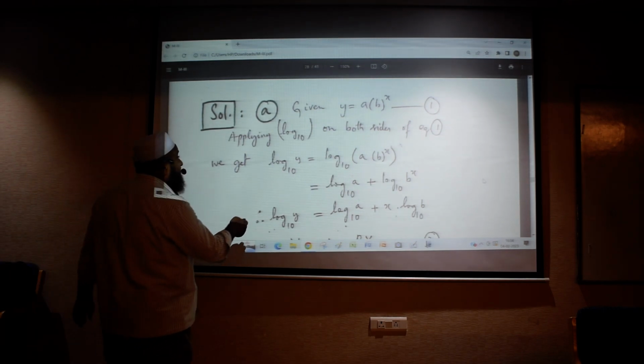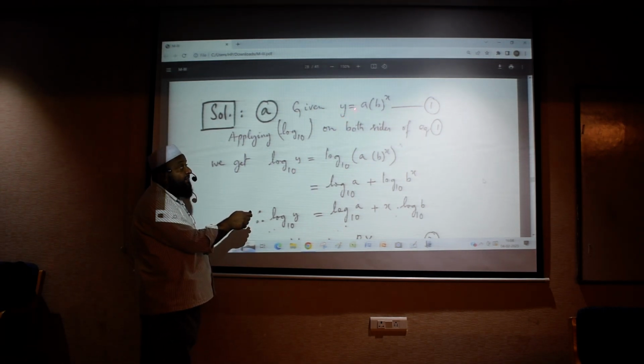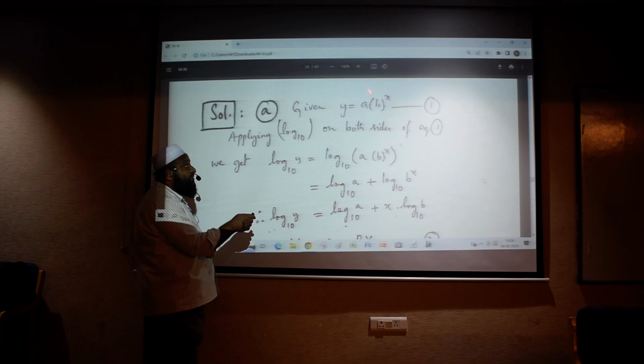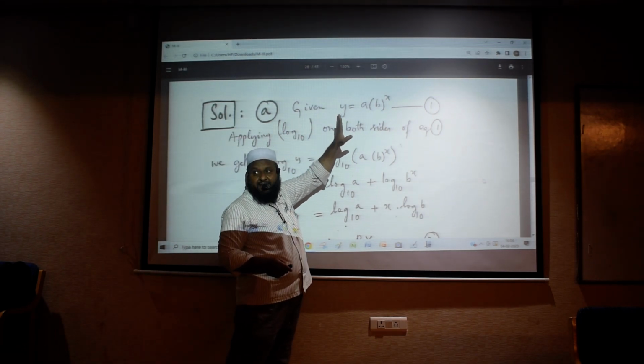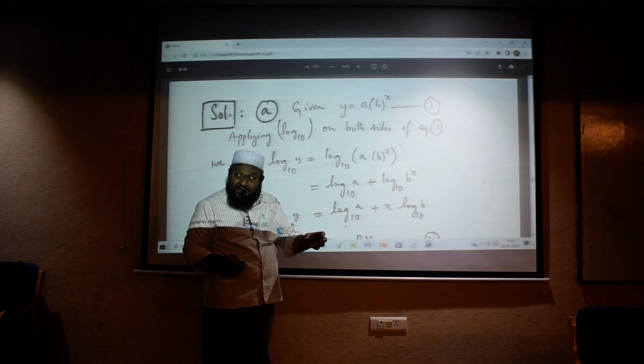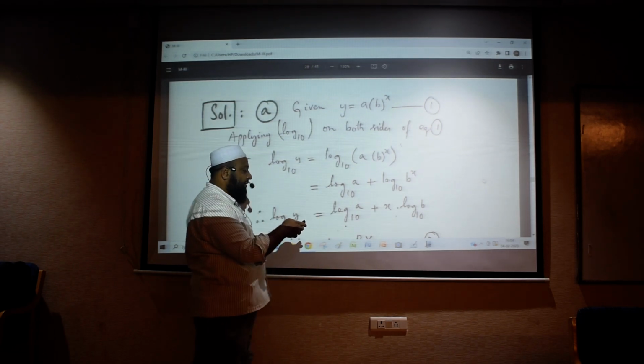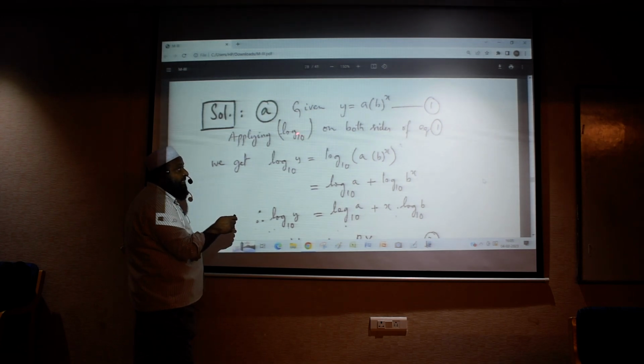Okay. What is y? y equals a into b power x. That x is on the top as a power. We need to bring it down so that y will be in some a plus bx format, by applying logarithm under base 10.